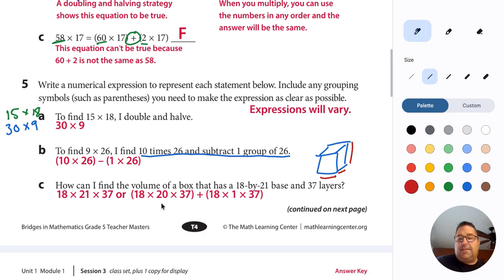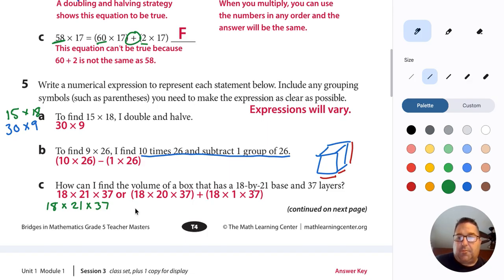Yep. And then this is a kind of an interesting way they broke it down. I don't really care about this. They're saying you could take 1 away from that 20. To me, it's more about multiplying these 3 numbers. So we can do 18 times 21 times 37. That's the way they were written. And then that's fine for me.